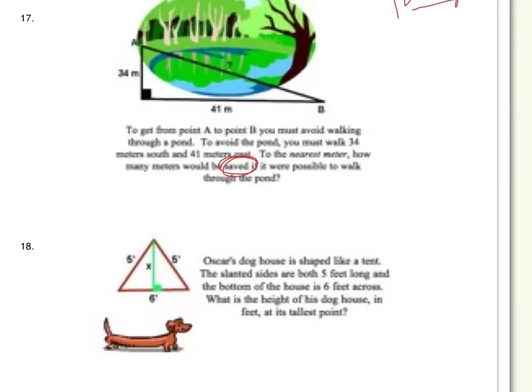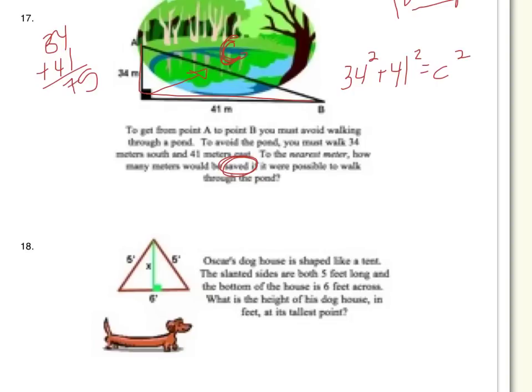But anyway, we're missing our C, because it's across from the right angle, so we know it's missing. So we're going to do 34 squared plus 41 squared equals c squared. Right now, to go around the pond, it would be 34 plus 41, so it's 75 meters to go around the pond. So let's see if we can find how much this distance is and then subtract it from that.